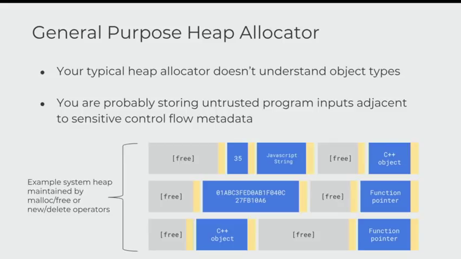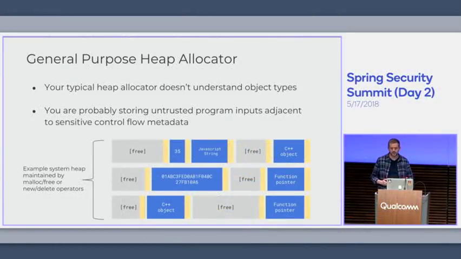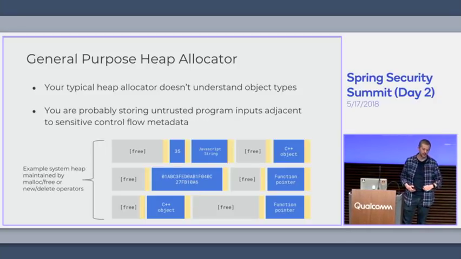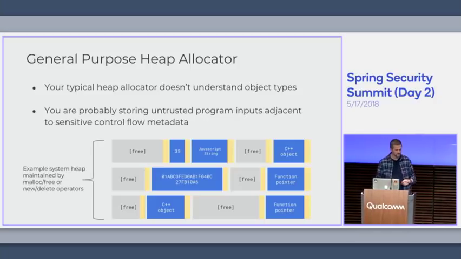And if you're using something like ptmalloc2, and if you're just calling malloc and free, that means you are using the general system allocator. You're probably storing really sensitive secrets right alongside data from untrusted inputs. I've visually showed that here, where this is an example of what the heap might look like. You have a free chunk, and those yellow bars there represent the metadata that goes along with each chunk. You have a free chunk, you have an integer, a JavaScript string, a C++ object, another free chunk.